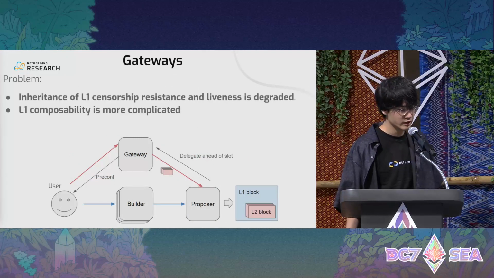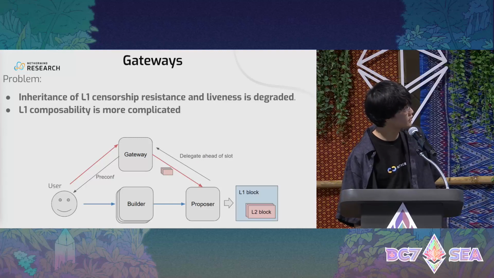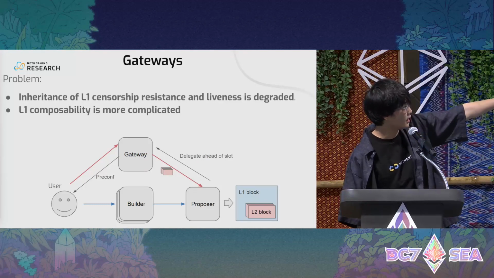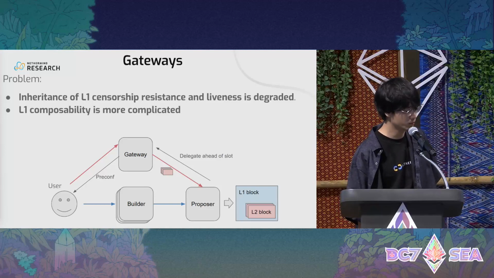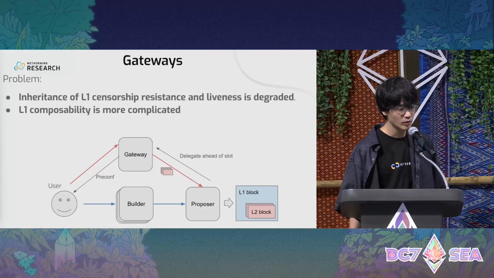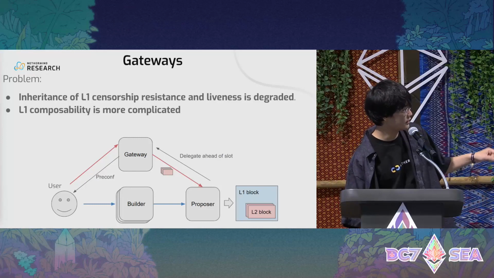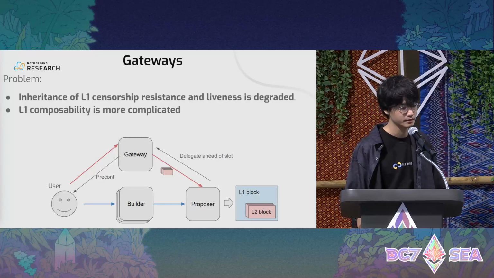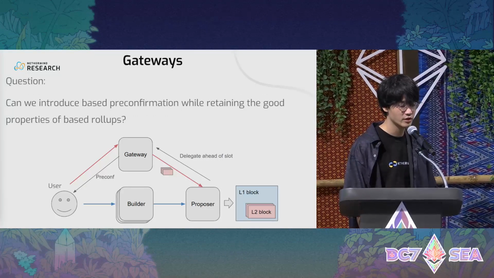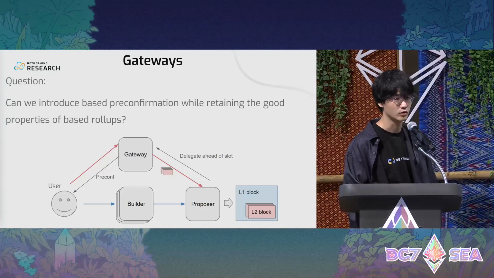So gateways are nice, but they have some problems. First, the inheritance of L1 censorship resistance and liveness is degraded, because now you have this gateway entity that didn't exist in the L1 block building pipeline that is now sequencing the L2 transactions. And L1 composability is also made more complicated, because you no longer have an entity that's sequencing both the L1 and the L2: the gateway is sequencing the L2, and the builder is sequencing the L1. So the question here is, can we introduce based preconfirmation while retaining the good properties of based rollups?